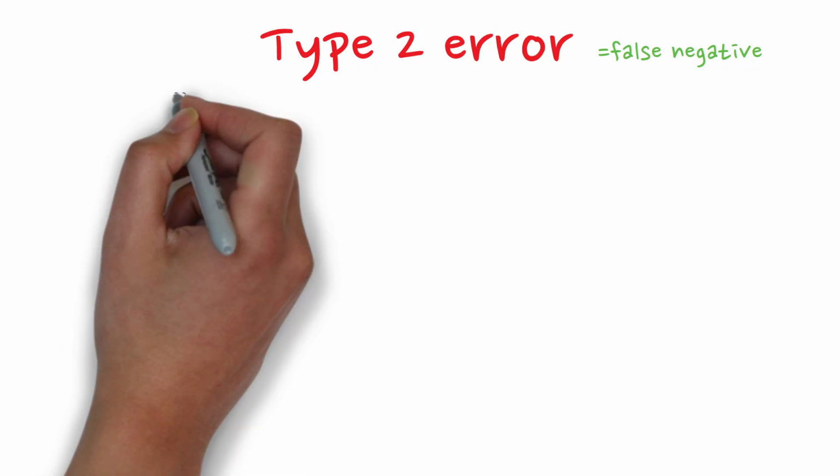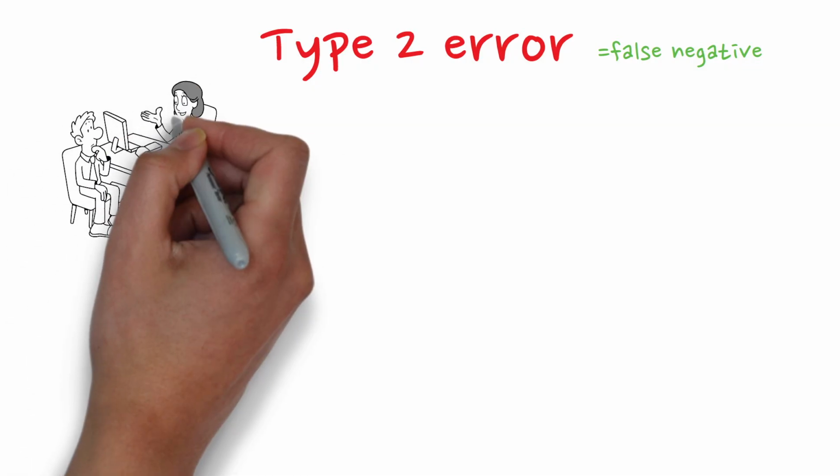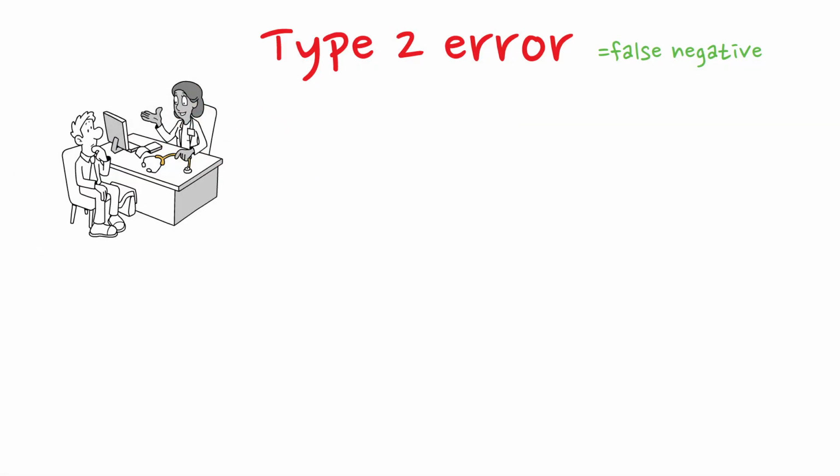Imagine going to the doctor with a disease that is treatable but the test comes back negative. You walk away thinking you're fine when in reality the illness is present. That's a type 2 error in action. The truth is real, but it slips past detection.